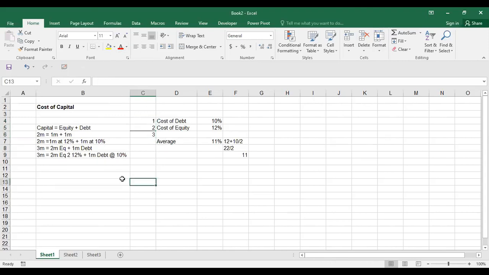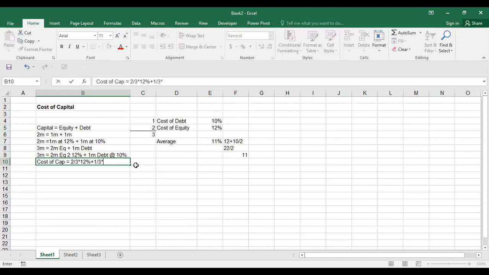So now we need to calculate our cost of capital in a slightly different way. How much is equity? Equity is 2 million. How much is total? It is 3 million. So 2 divided by 3 into 12% plus my debt is 1 million, total capital is 3. So I'm now taking the ratio, the proportion of equity and the proportion of debt: 2 by 3 into 12% plus 1 by 3 into 10%. So this is your formula now.